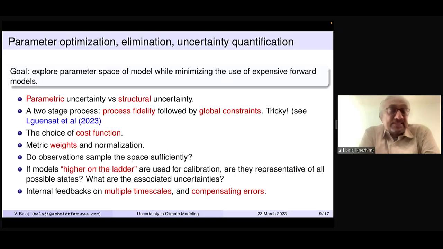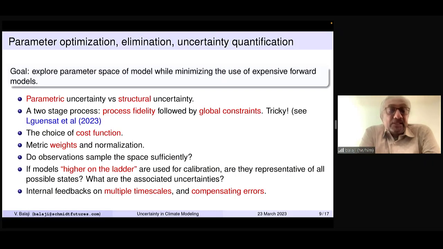A good example, which you can demonstrate by looking at the models in CMIP: some models, for example the ones in India, take the Indian monsoon very seriously, and they give it a lot of weight in deciding whether they have a good model or not. Other centers may not. If you're using observations, you must know whether the observations sample the space sufficiently. Similarly, if you're using Chani's ladder, if you're using models higher on the ladder for calibration, are they sampling all possible states, and what are the associated uncertainties? You need to know that.